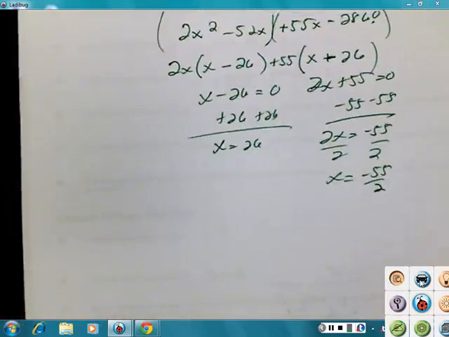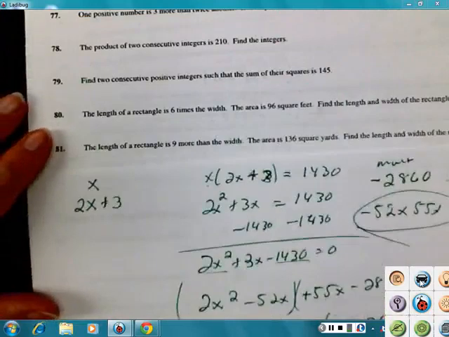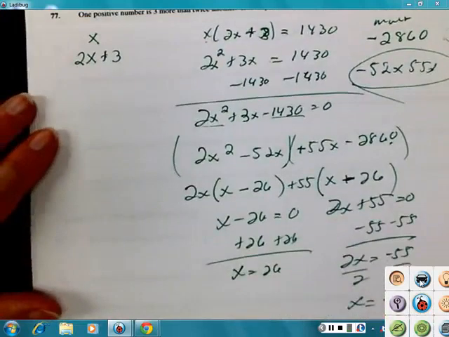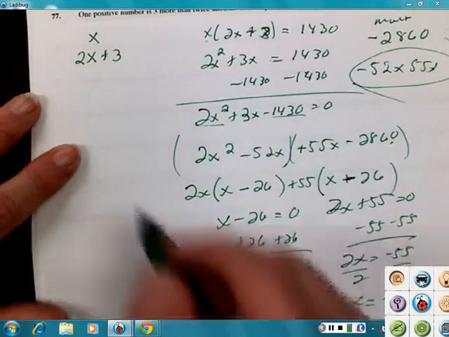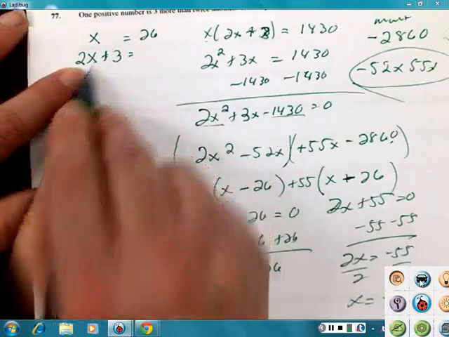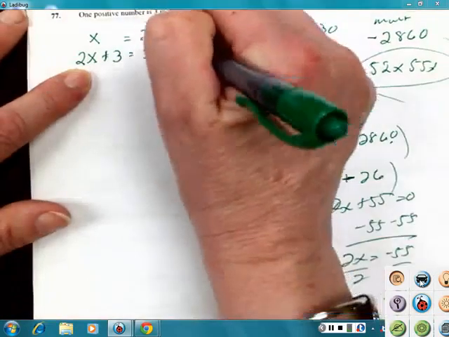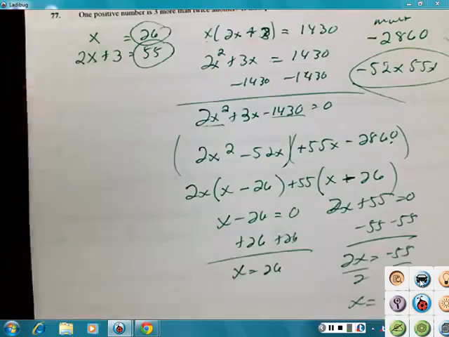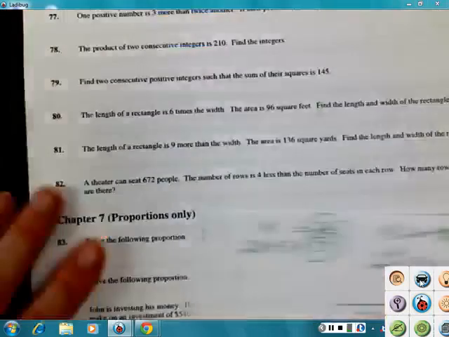And so I have 2 answers in there, but what did it say back to my story problem? A positive number, so the 55 halves is negative, the 26 is positive, so my answer is 26. 2 times 26 is 52, plus 3 is 55. So that's where they came up with both of those. So it's a long, drawn-out check, try, and find what we need to have for our answers with that one.